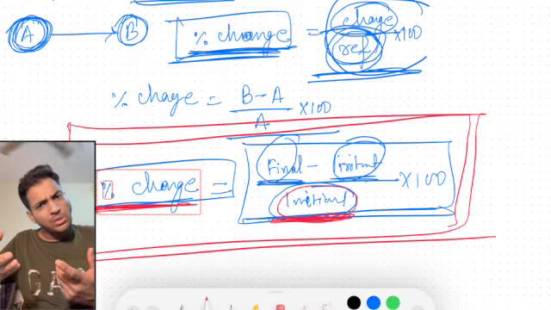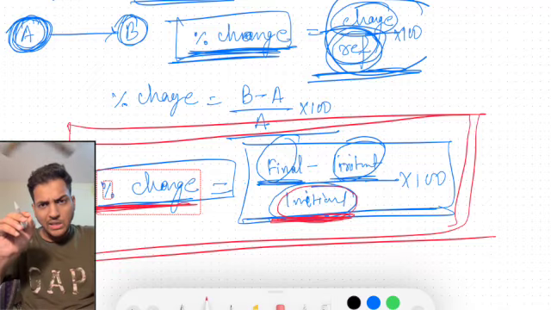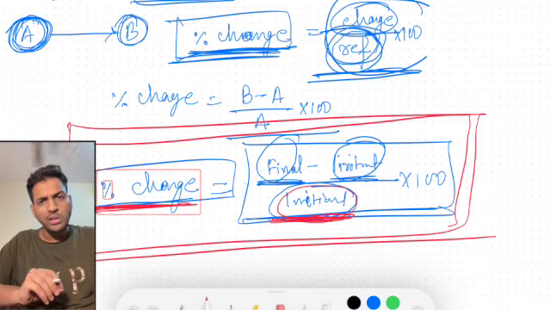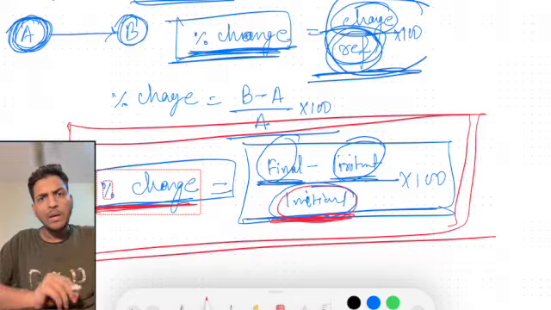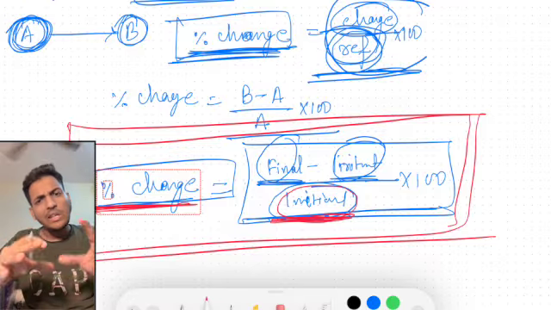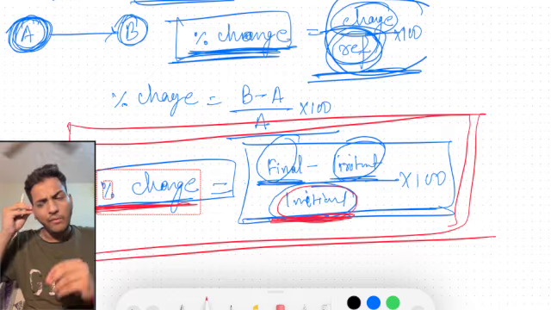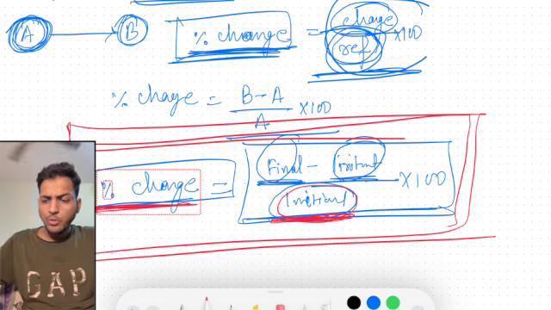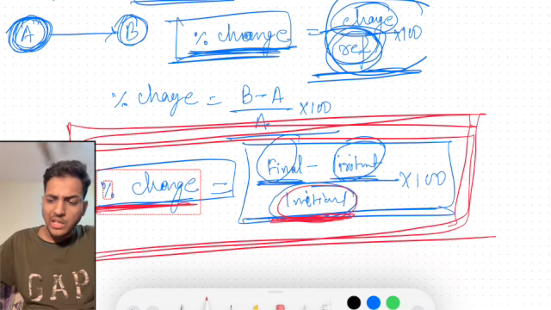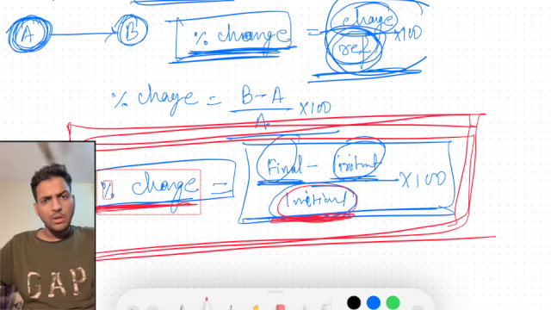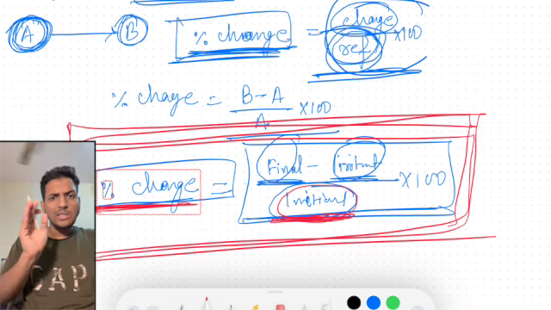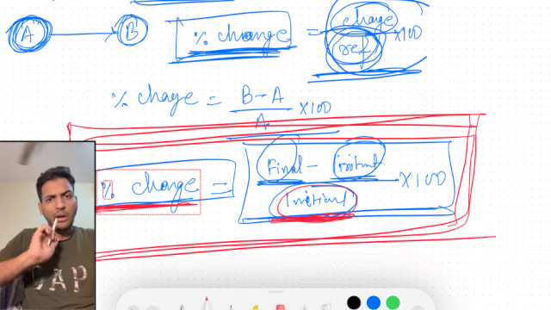In discount also the same thing happens. MRP is the initial price, then you discount it to the discounted price. So MRP becomes the reference. In everything, in age calculation, in every kind of calculation, you need to learn this formula, that the percentage change is nothing but final minus initial divided by initial into 100.